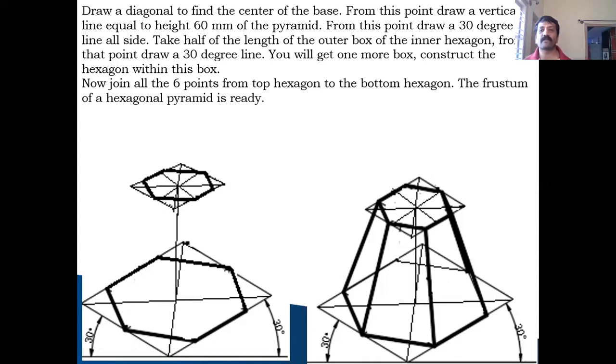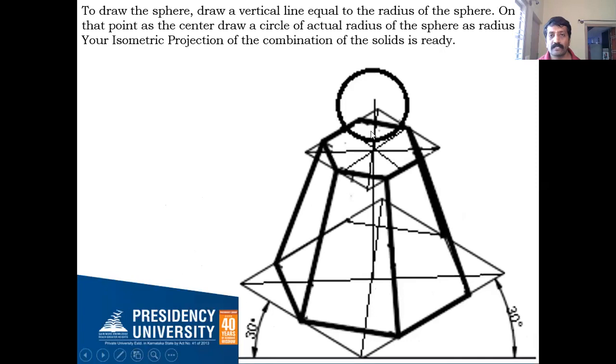Above this, I need to place the sphere. How to do that? From this center, that is the center of the top face of your frustum, you draw a vertical line. On this vertical line, you have to take the isometric radius of your sphere from the center. So I'm getting it somewhere here.